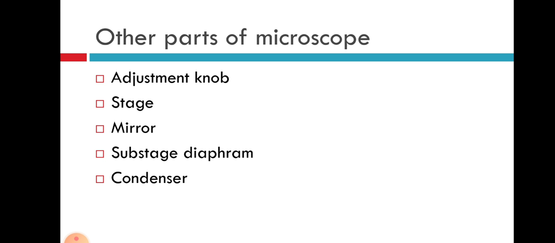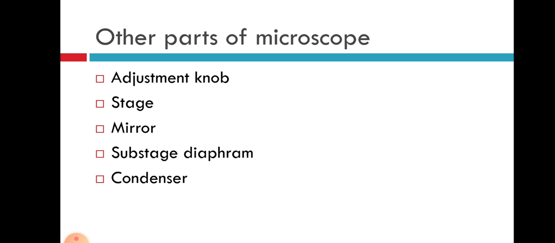The next part is the stage. The object to be observed is kept on a glass slide and placed on the stage. It may have clips to keep the slide in the desired position or a mechanical stage for horizontal movement of the object. In some microscopes, the stage may be raised or lowered with coarse and fine adjustment for focusing the object.